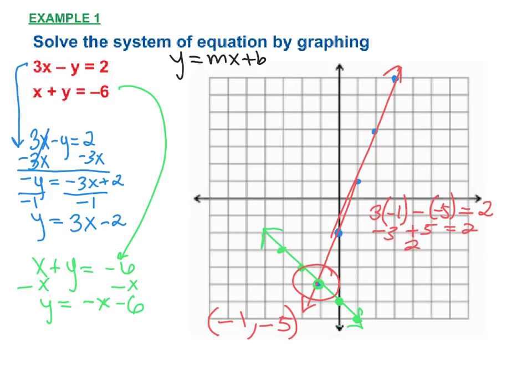And I can see that it does. So it works in that equation. And let's just check the second equation. So my x value is -1, and my y value is -5. And does that equal -6? We know that -1 plus -5 is -6. So yes, it does check out.